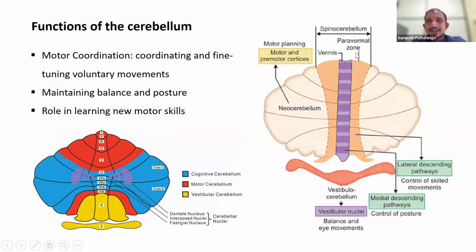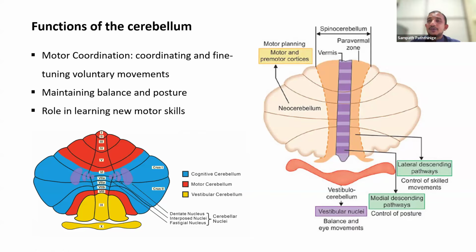Theoretically, it has been shown, for example, that this central region, right, the vermis, is basically about the balance and the eye. That central part controls the trunk, the body axis. So that is about the body balance, basically the vestibular functions, right? So the balance and the eye movements, right?